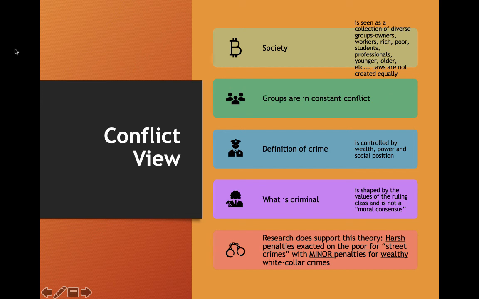Research does support this theory of harsh penalties exacted on the poor for street crimes, with minor penalties for the wealthy and white-collar crimes.